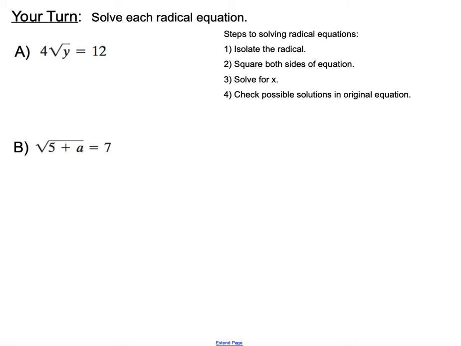All right, I've got a couple of them for you to try out right now and see if you can do those. So if you want to pause the video and then come back, and then I'll go through them. All right, so we have to get the radical all by itself. We have to isolate it, so let's get rid of that 4. And now step 2, square both sides of the equation. And then step 4 there, check possible solutions of the original equation.